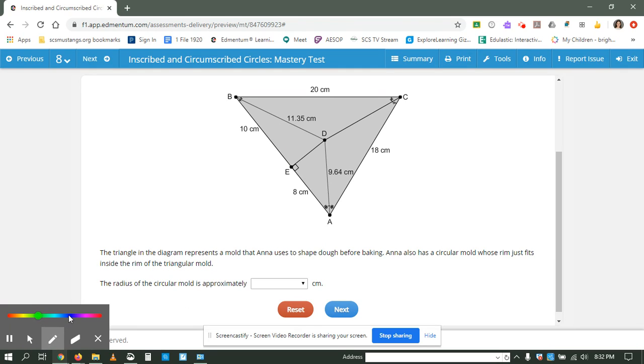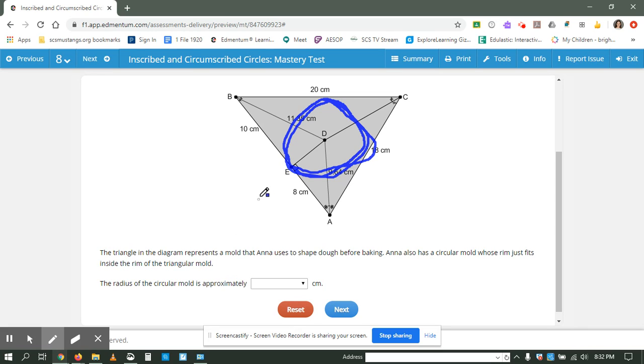So basically she's got this shape that she's making, but then she also has a circle that fits just barely inside the tin right there. And it's asking the radius of the circular mold is approximately. So if we're looking at that circle, I'm going to take it out so we can see all the numbers. So there's our circle.